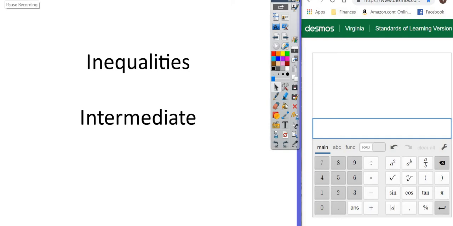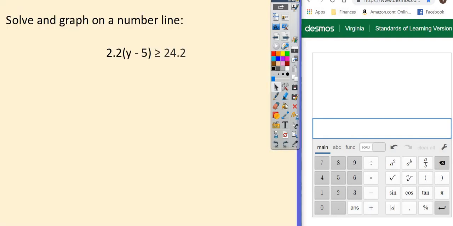Okay, so we've got some inequalities. This is our intermediate section, so let's see what we've got coming up. It says solve and graph on a number line. So first thing we're going to do here is make sure we're using our calculator so we don't make any silly mistakes. We're going to go ahead and draw a line here.